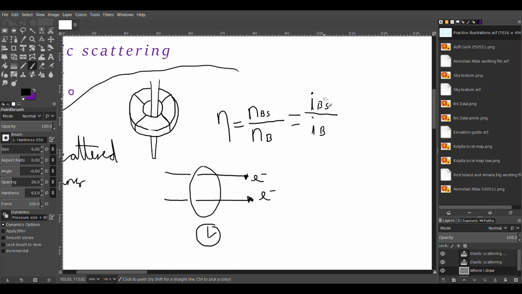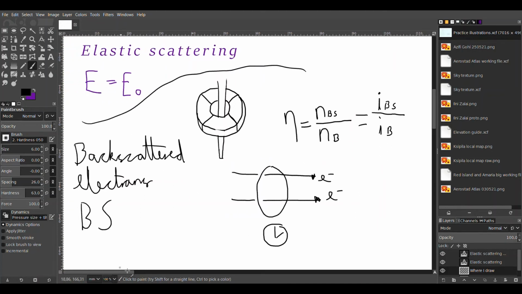You can't say current of backscattered electrons over number of beam electrons. It must be the same, of course, but this makes sense. So if 1/3 of the number of electrons is backscattered, it makes sense to say the current of backscattered electrons is 1/3 of the beam current. Or beam current, I meant.